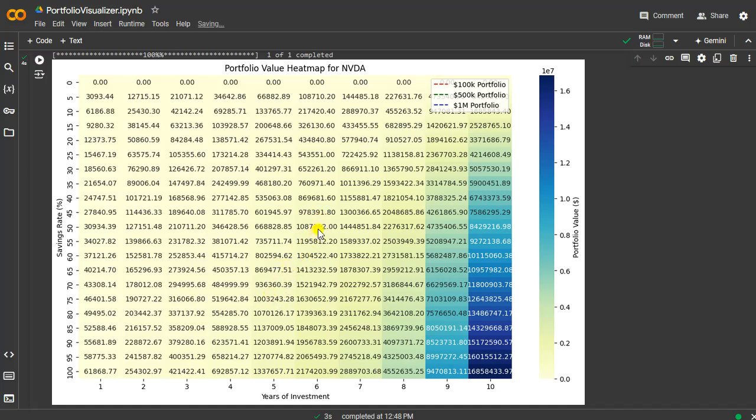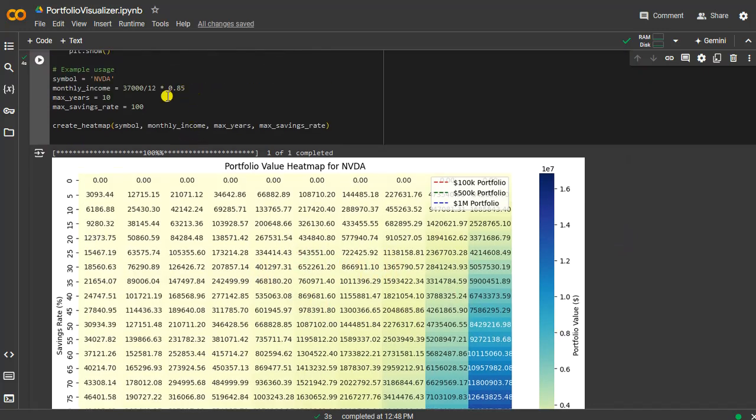Okay, but let's say something more reasonable, say a 30% savings rate. We would have crossed the $1 million threshold in 8 years. So possible for Nvidia as well. Of course, Nvidia is one of the best companies. And now this assumes that this is just the average US income.